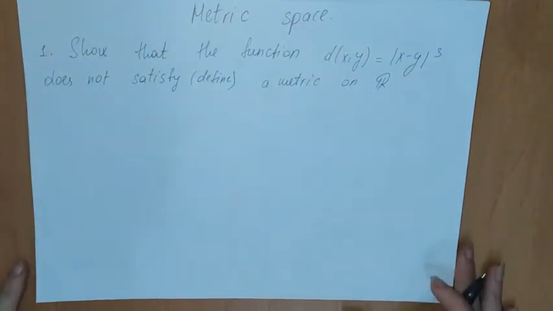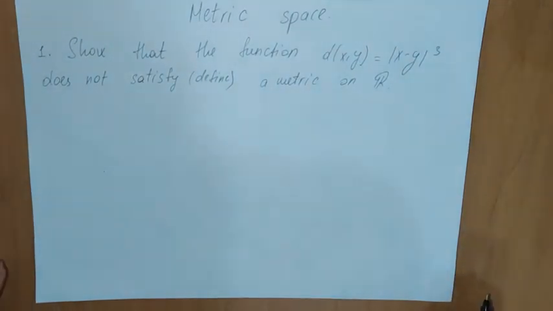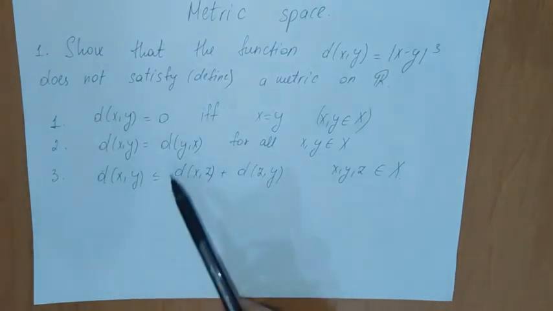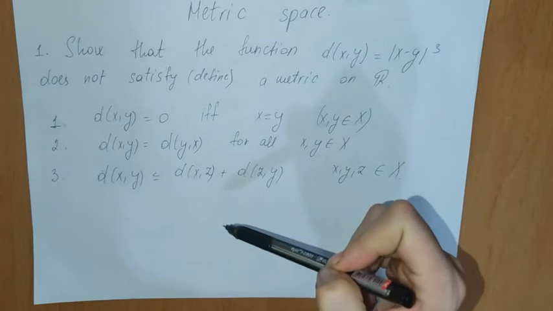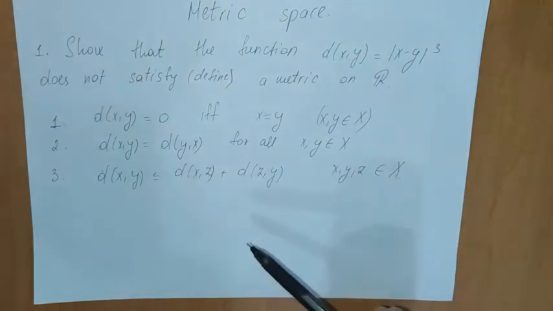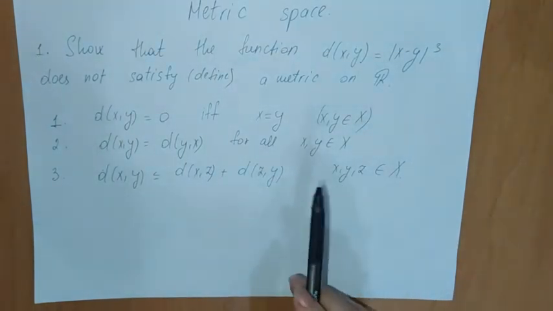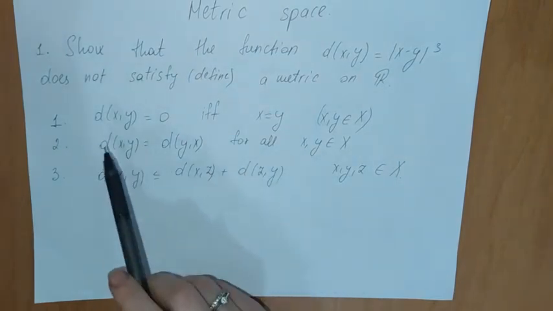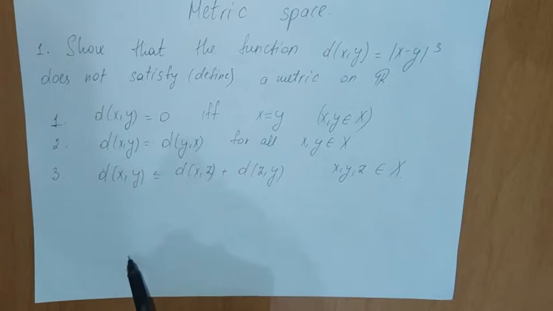Hi friends, today we will talk about metric space, and first of all let's recall the definition of a metric space and its properties. Here are the three properties of a metric space. A metric space is a non-empty set X together with a mapping with these properties.